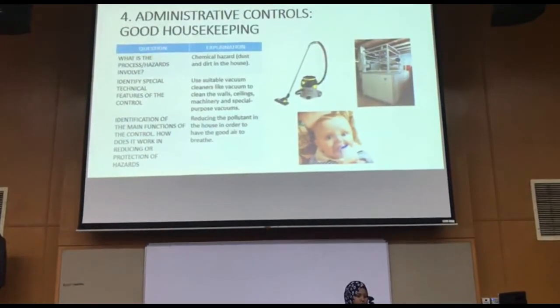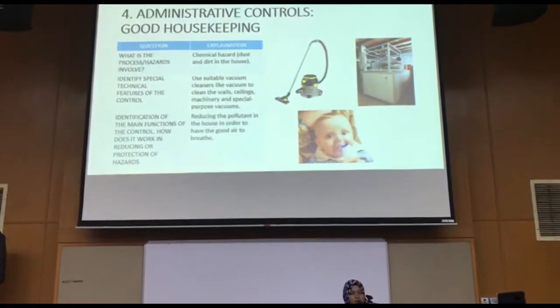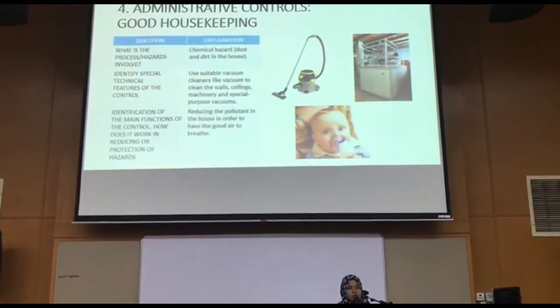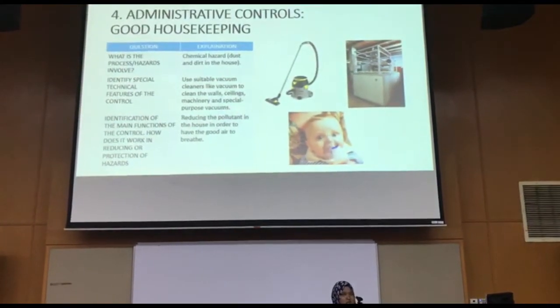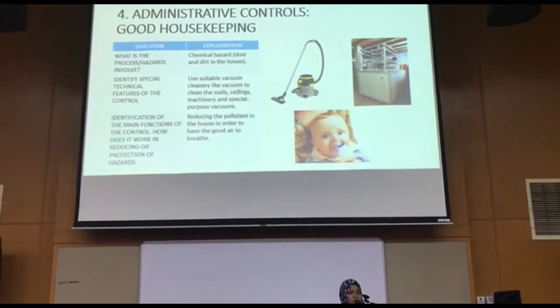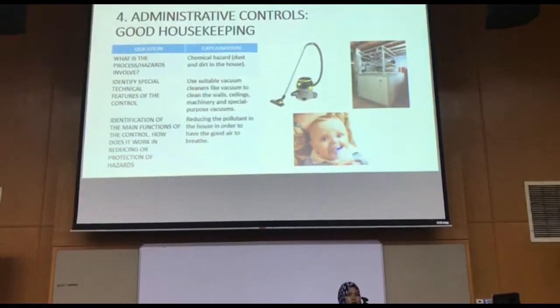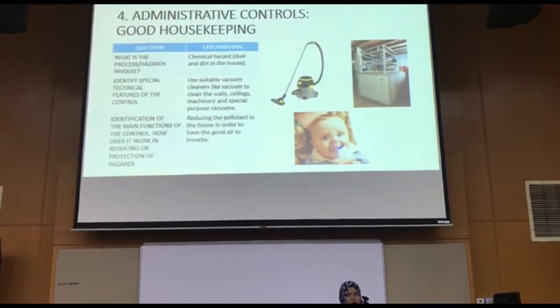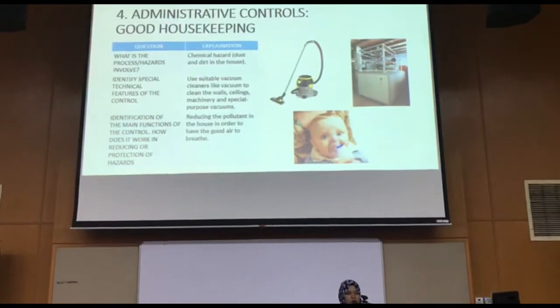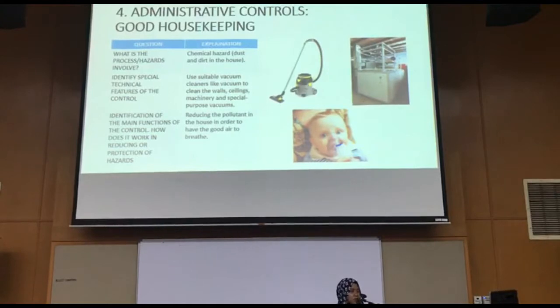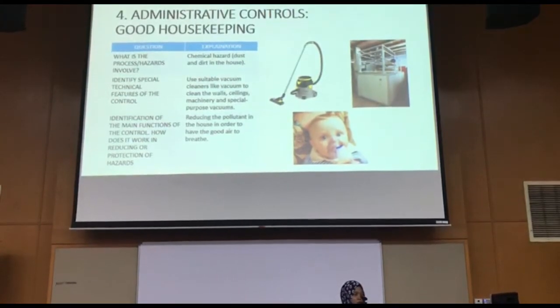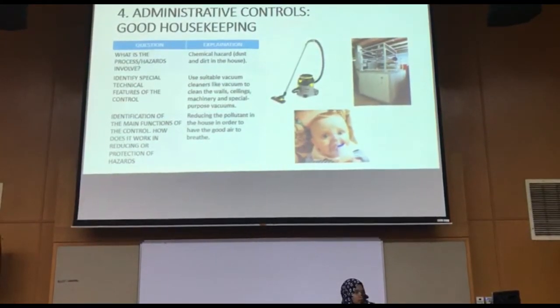Because dust, we know that it can give a bad effect, especially to our human health. For example, it can cause respiratory problems, and for those people who have respiratory problems, especially like asthma, it can make them get worse. So how to overcome, which is the special technical features of the control?